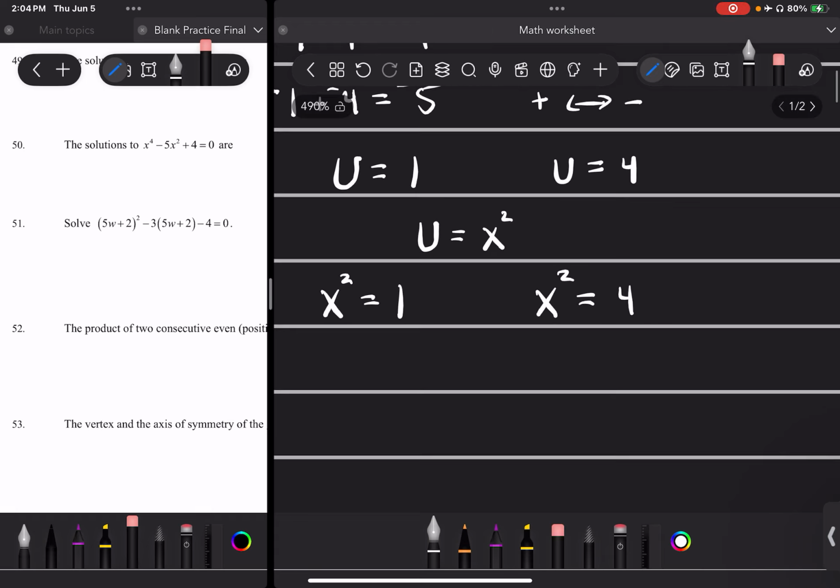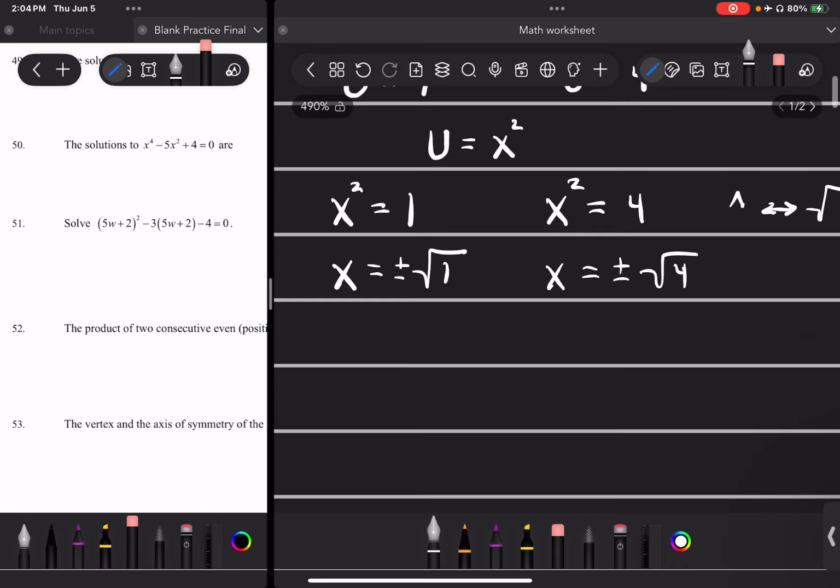Now at this point, we know that we have a power, and the opposite of our power is a square root in this case. Square power, square root. So x is equal to positive or negative the square root of 1, and x is equal to positive or negative the square root of 4. Both of these are solvable, so our answers are positive or negative 1, positive or negative 2.